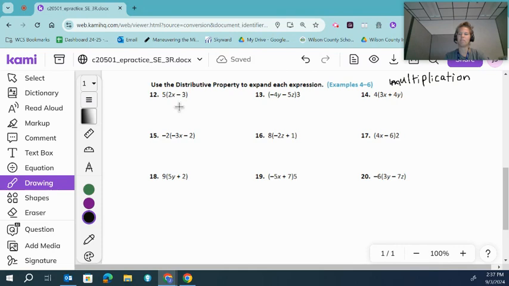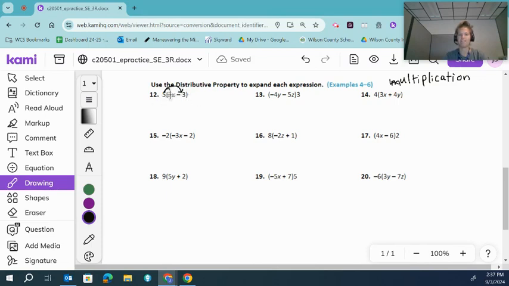It is very important that you pay attention to the signs involved when you are utilizing the distributive property. Let's take a look here at a couple examples. So 5 is going to be multiplied by 2x and by negative 3.